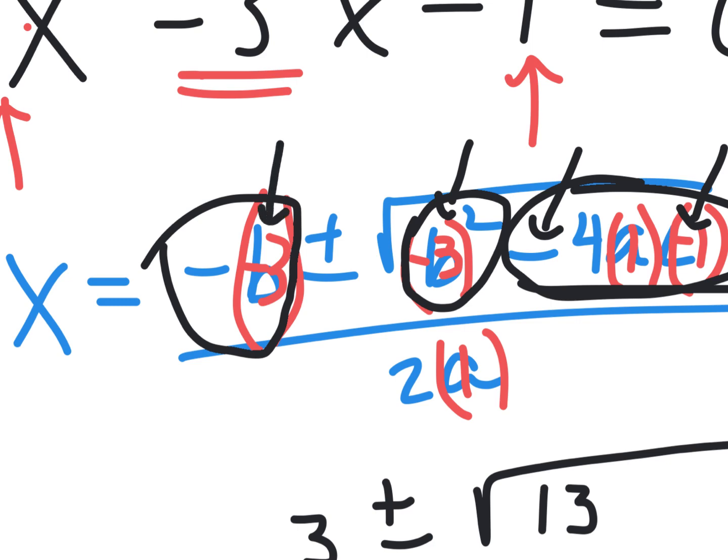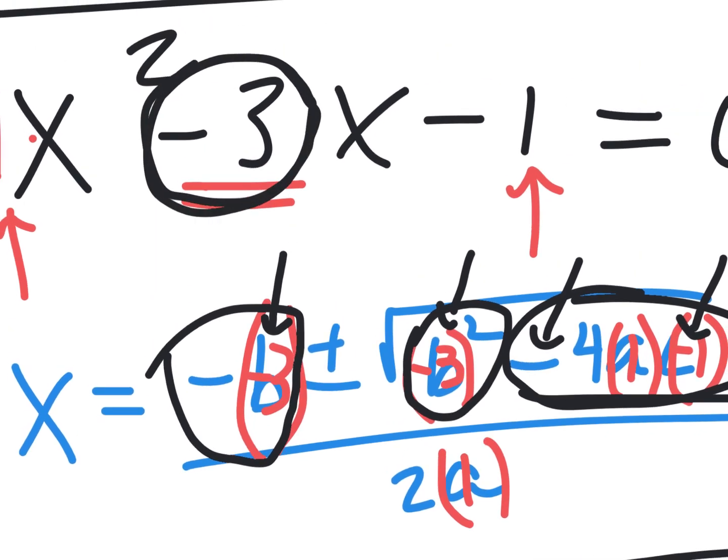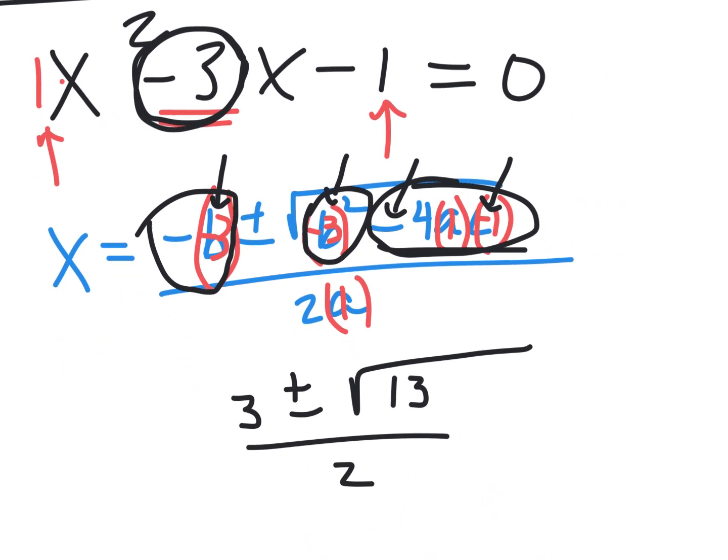Now, this is a very important part. When you replace the b, you only replace the b with -3. So there's a negative and then there's another negative. So I did that one right. It's +3.